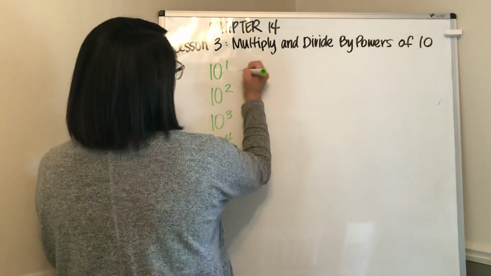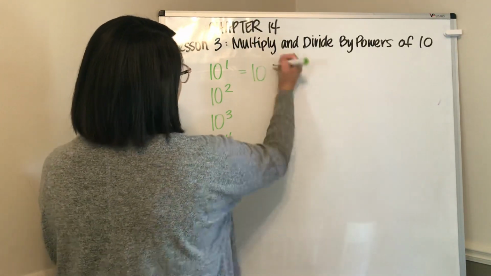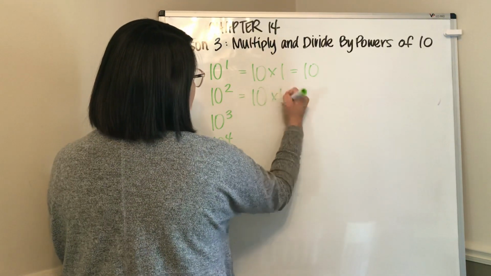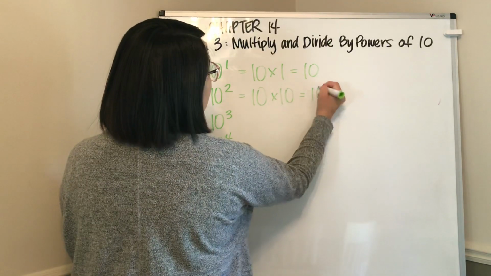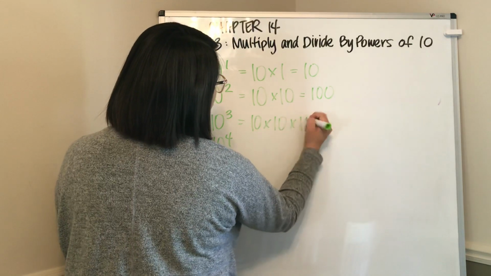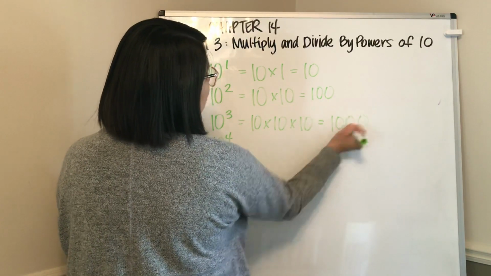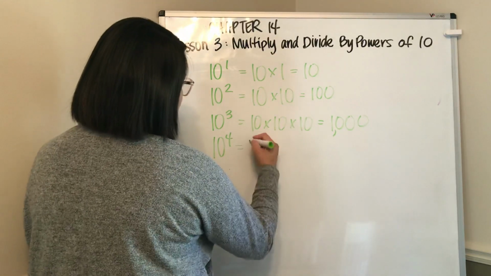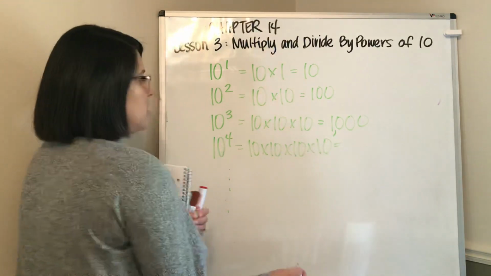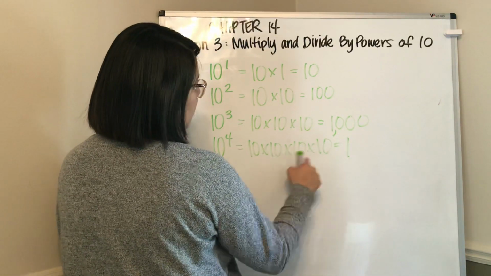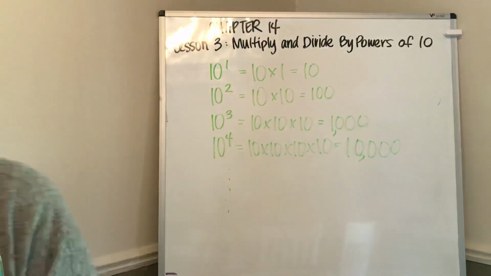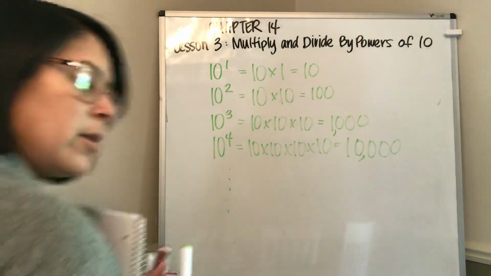Okay, so this is equal to 10. You just write 10 one time. So 10 times 1 is 10. This you write 10 two times, which is 100. This one you write 10 three times: 10 times 10 times 10, which is 1,000. This one you write 10 four times: 10 times 10 times 10 times 10, which is 4 zeros, which is 10,000. Hopefully you can see my pen. Yeah, it's kind of hard to see, sorry.